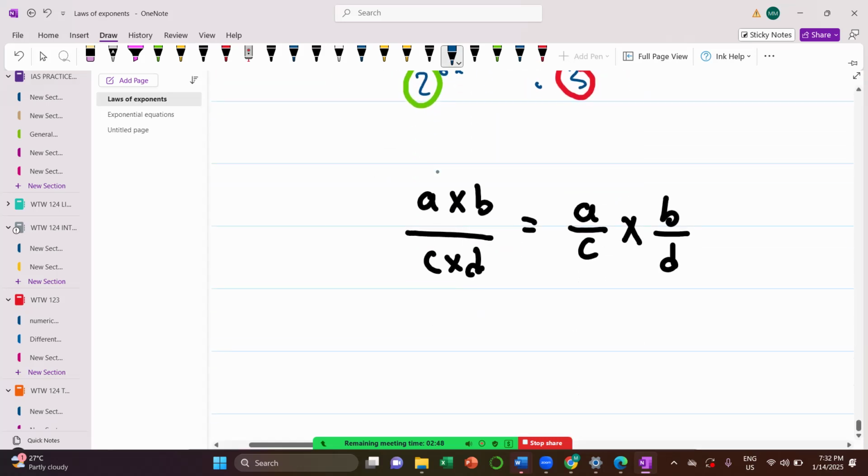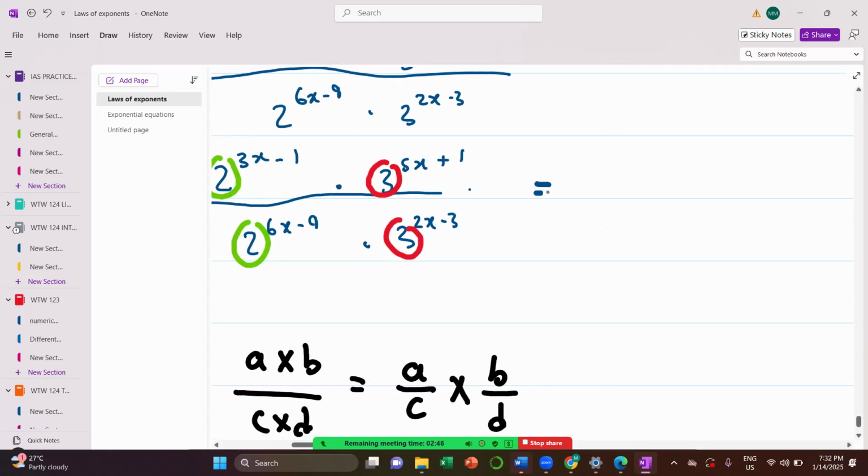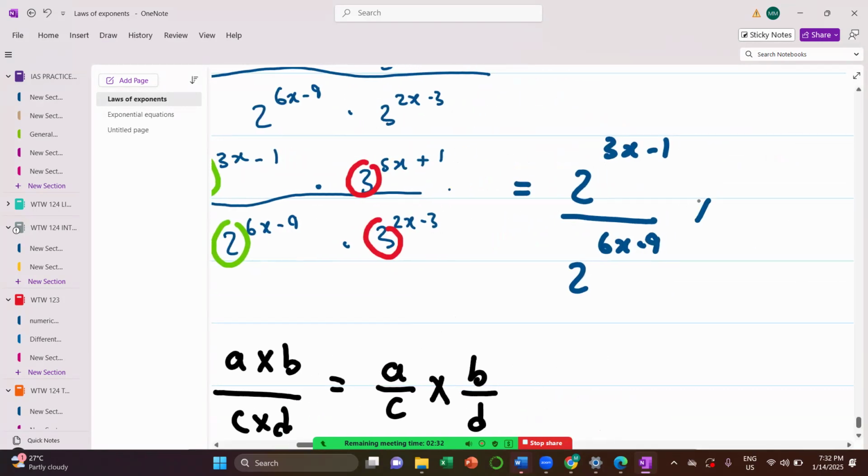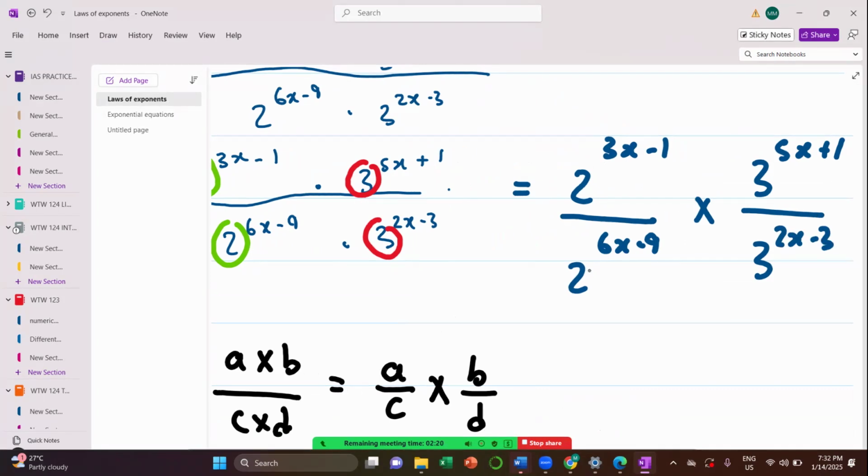So this is where I actually have 2 to the exponent of 3x minus 1 all over 2 to the exponent of 6x minus 9, all multiplied by 3 to the exponent of 5x plus 1 all over 3 to the exponent of 2x minus 3. You see? So now check what is happening. I have the same bases and I'm dividing. I have the same bases here and I'm dividing. So I can just subtract their exponents.